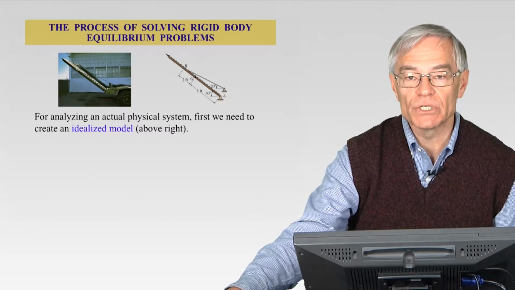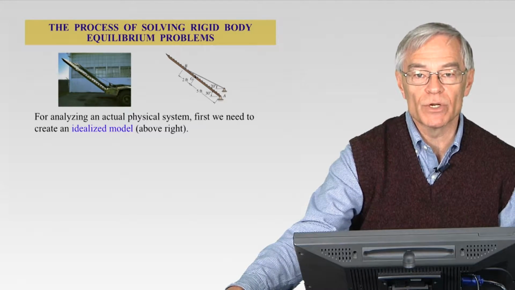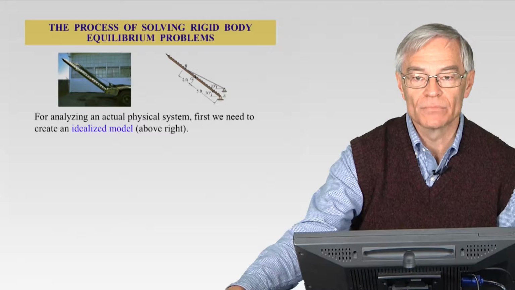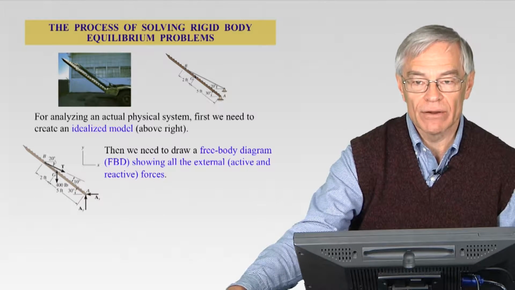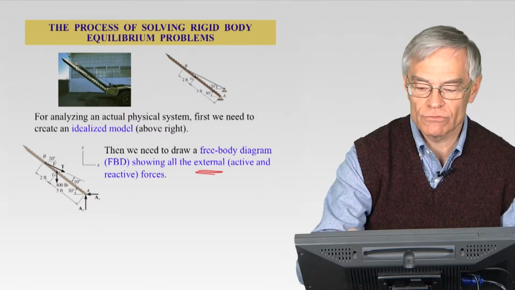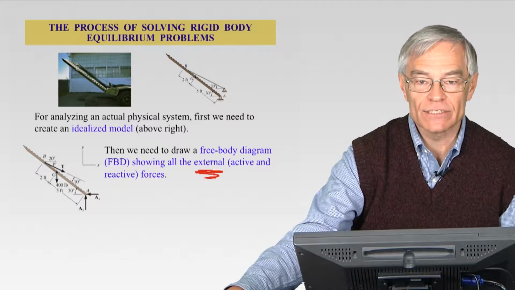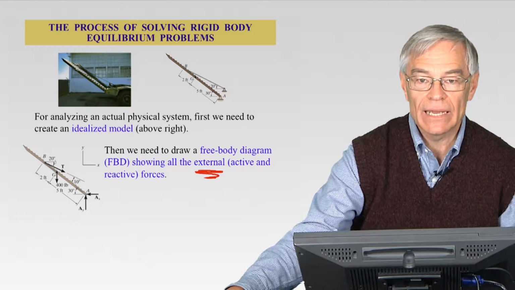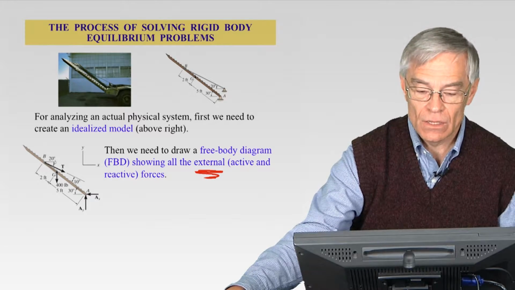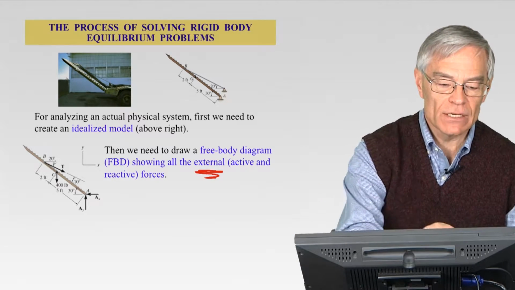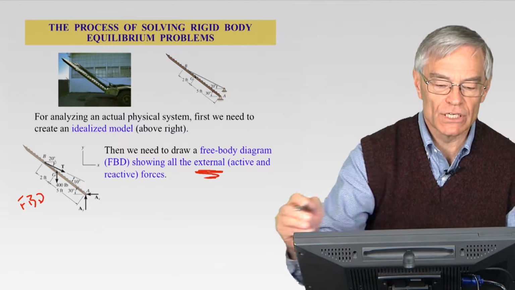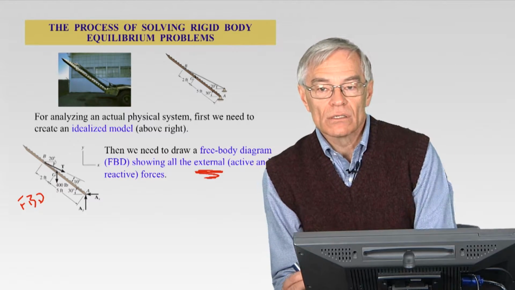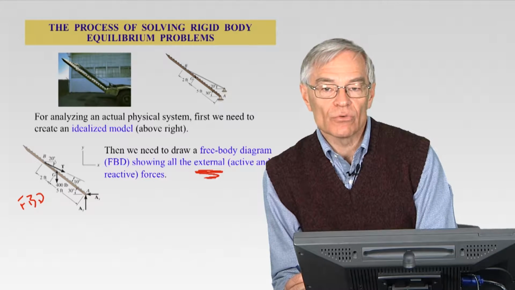So, simply put, the process of solving these rigid body equilibrium problems is: we have an idealized model, in this case our truck ramp, and then we create this free body diagram that shows all those external forces. And they could be active, meaning somebody or something is applying a force, and reactive forces. So I've got a question for you. In this free body diagram, which we have again provided to you, the same one you saw before, which are the active forces and which are the reactive forces?